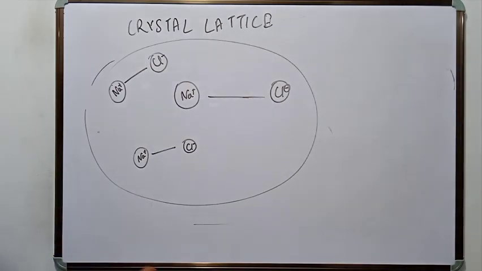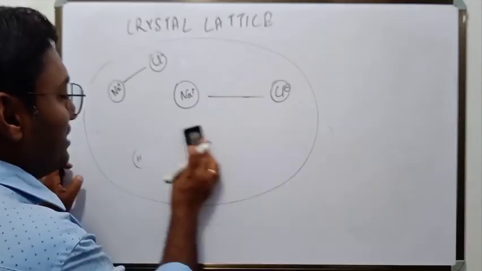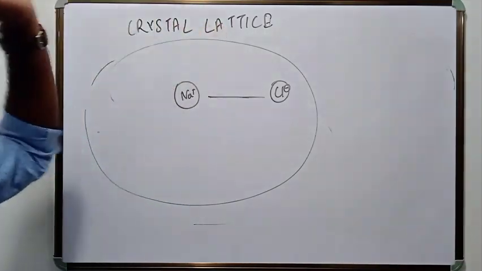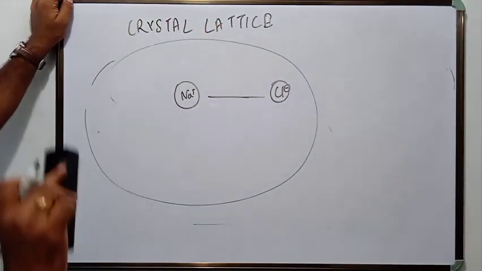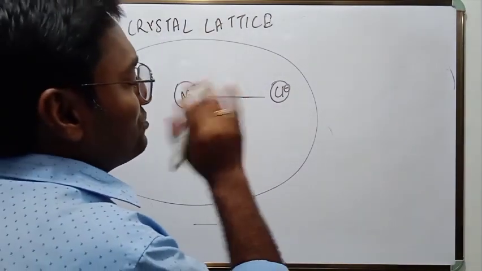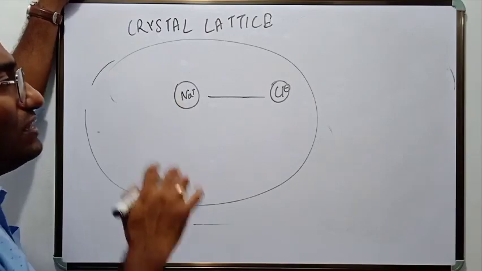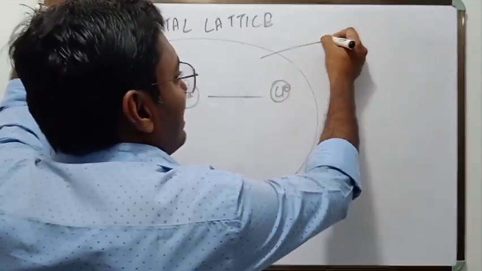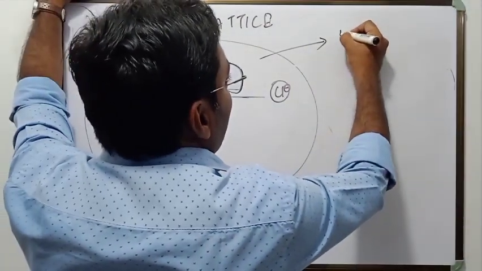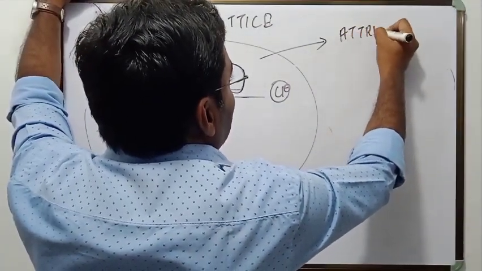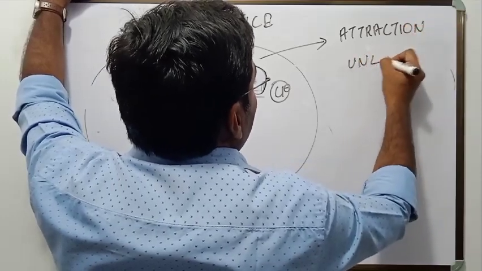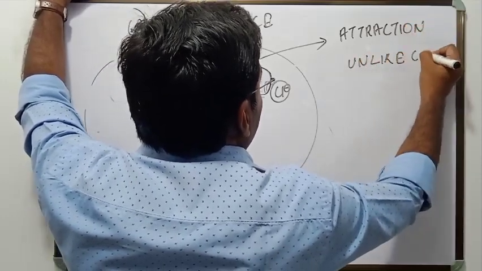is, what is the arrangement of molecules in the crystal lattice structure? To answer this question, I want to tell you that there are two forces existing in this crystal lattice structure. One is the force of attraction. Attraction between what? Attraction between unlike charges. Correct? Unlike charges attract each other.